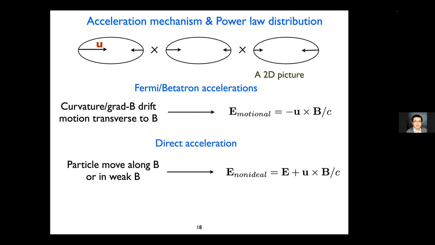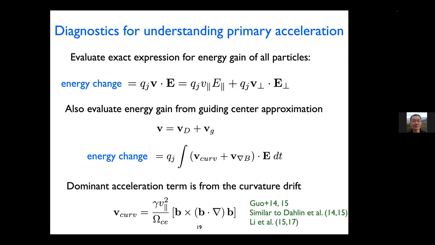But if you think about the parallel electric field, that's mainly the non-ideal electric field. If you look at Ohm's law, that's the rest of the terms other than this U cross B electric field. And you can also look at their drift motions, as I mentioned.